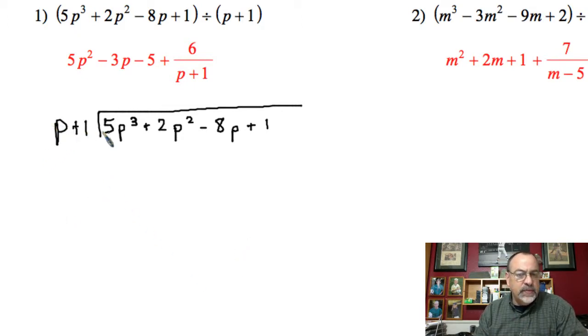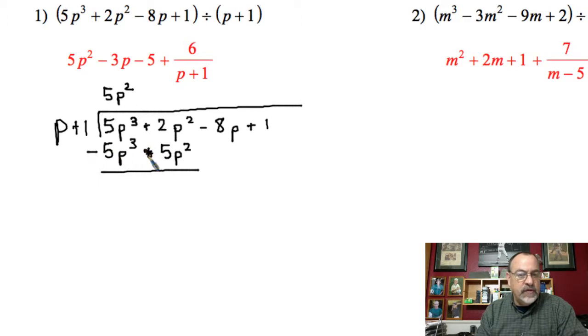So I take a look at just the letter p, and I ask myself, how many times does the letter p go into 5p cubed? So I'm going to have to multiply p times 5p squared, and if I multiply that together, I'm going to get 5p cubed. And then I multiply the 5p squared times the 1, so that's plus 5p squared. Now be careful here, because here's where we have to change the sign of both of these, and then add those. So 5p cubed minus 5p cubed is 0, and then 2p squared minus 5p squared is negative 3p squared, and then I bring down the next value.